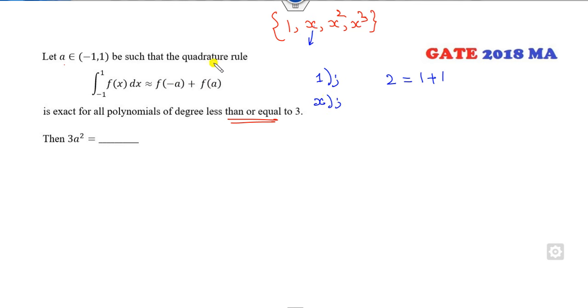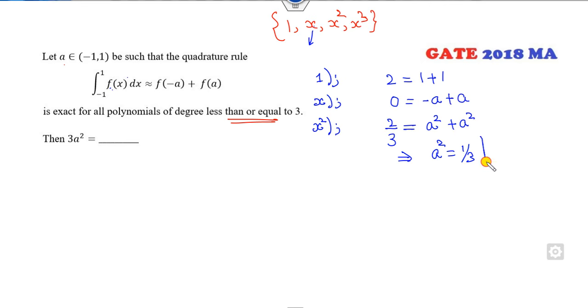Then if I take x, the left hand side is 0. It's minus a plus a, again it's 0, satisfied. Look at the x square. Integration on the left hand side is 2 over 3, and this is a square plus a square. So you can see it's twice a square, so a square will be 1 over 3.